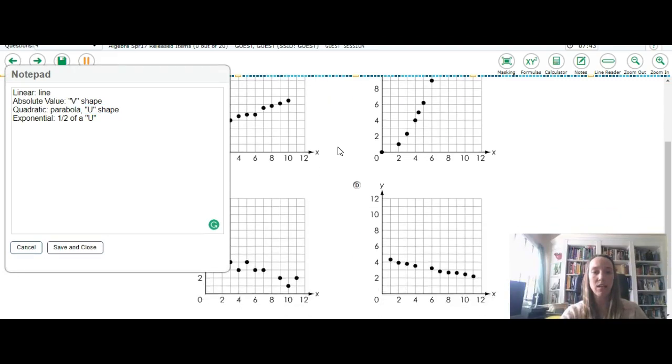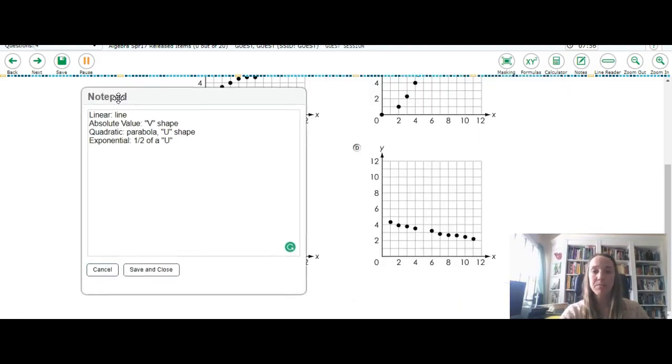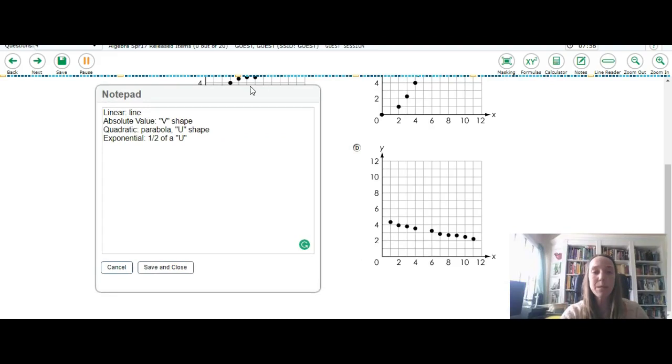And let's go ahead and take a look at B. So I'm going to move over my notes. So B starts up here and it's going to go down. And it's going to be pretty close to a straight line. So I would say that would be a linear function. And then over here, very similar to B, where that negative slope is going down, but it's going to be more of that straight line.